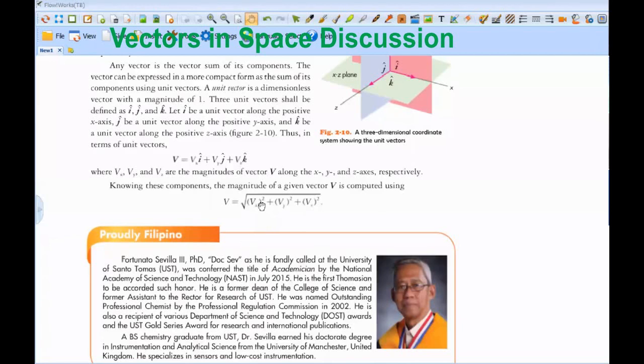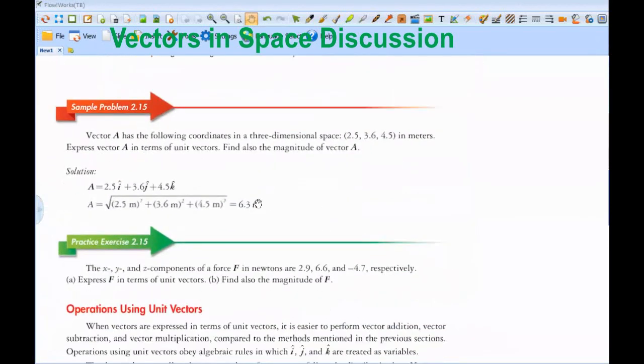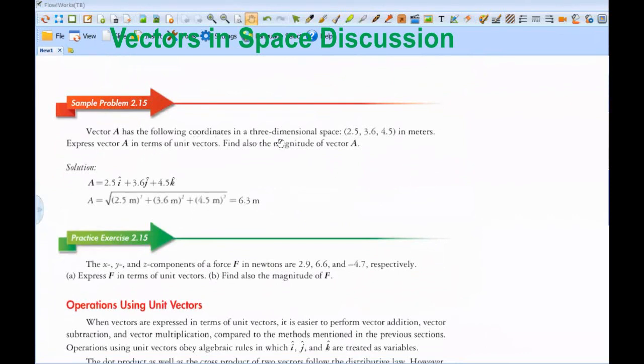So let us start with this example. Vector A has the following coordinates in three dimensions: 2.5, 3.6, 4.5 in meters. Express vector A in terms of unit vectors. So we will express it in unit vectors and find the magnitude. When expressing this given three-dimensional space in meters, we just put i, j, and k. Okay, that is a unit vector.